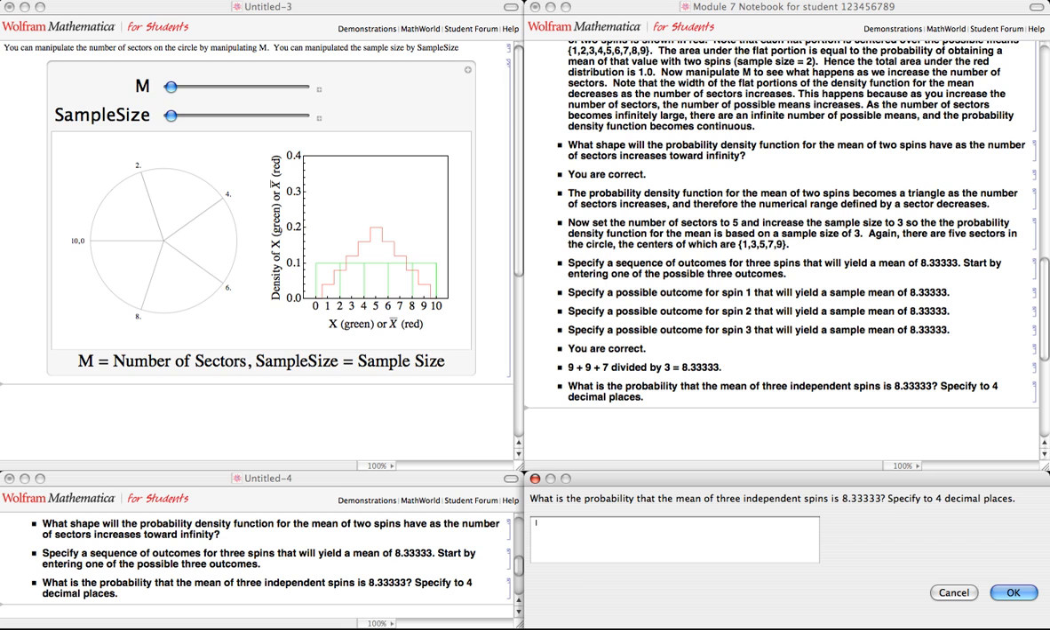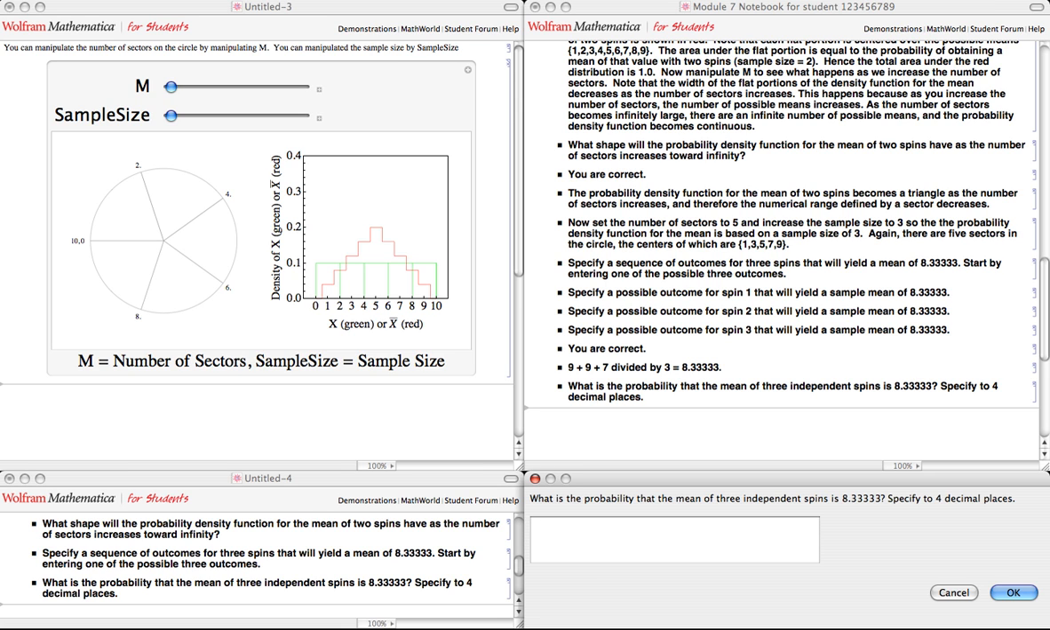What is the probability that the mean of 3 independent spins is 8.3333, specified in 4 decimal places? To do this, you have to figure out the ways in which you can get a sum of 25 from the 3 spins. In other words, how many ways there are of getting 9 plus 9 plus 7 on your 3 spins. You can divide this into 2 outcomes, either a 7 or not a 7. You can use the factorial equation to come up with the number of ways in which you can get 2 9s and a 7 in 3 draws.